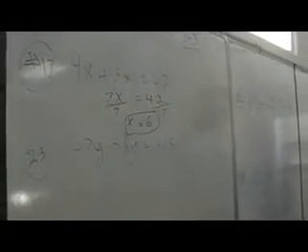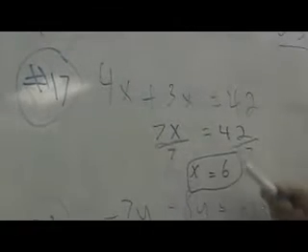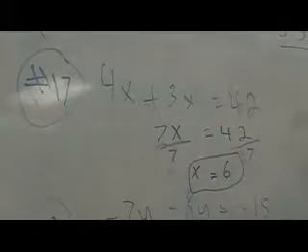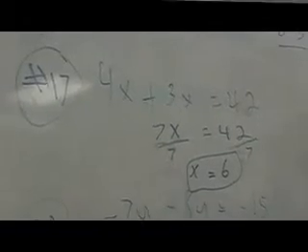If you need to, you can always check it. How do you check it? You put 6 back in the original equation. What's 4 times 6, Gabby? Plus 3 times 6, Mickey? 18. And that 18 plus 24 equals 42. So that's a check. You see what I'm saying?